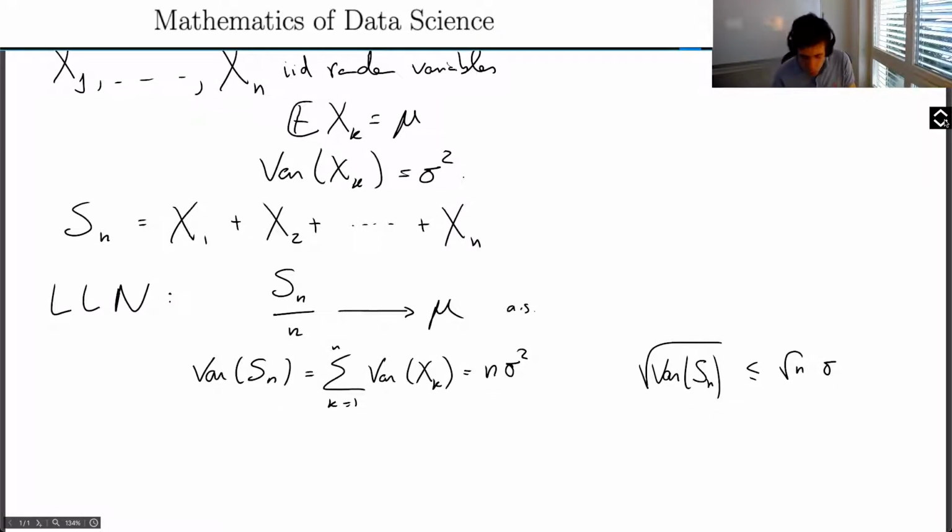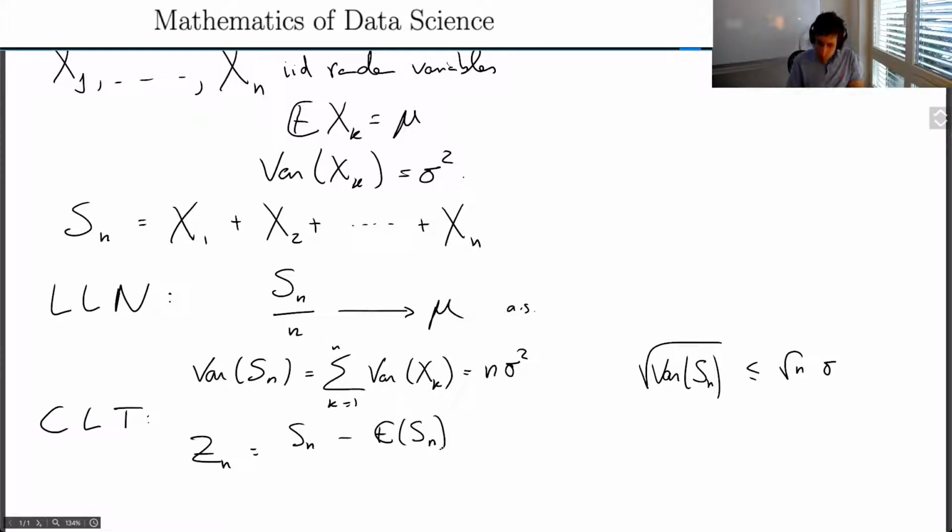But there is another theorem, which I'm sure you've seen too, which is the central limit theorem. It essentially tells you that if you normalize the right way, that you have Sn minus its expected value of Sn, and now you divide by the standard deviation of Sn, right?